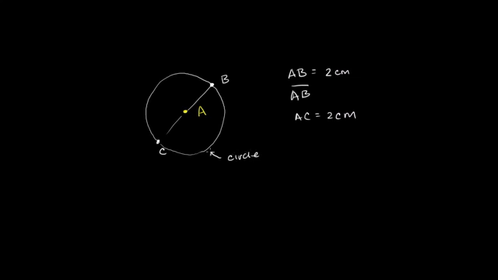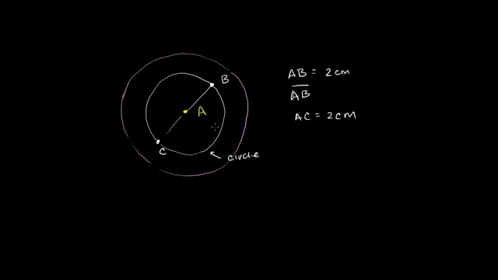But that is the formal definition, the set of all points that have a fixed distance from A, that are a given distance from A. If I said the set of all points that are 3 centimeters from A, it might look something like this. That would give us another circle. I think you get the general idea.